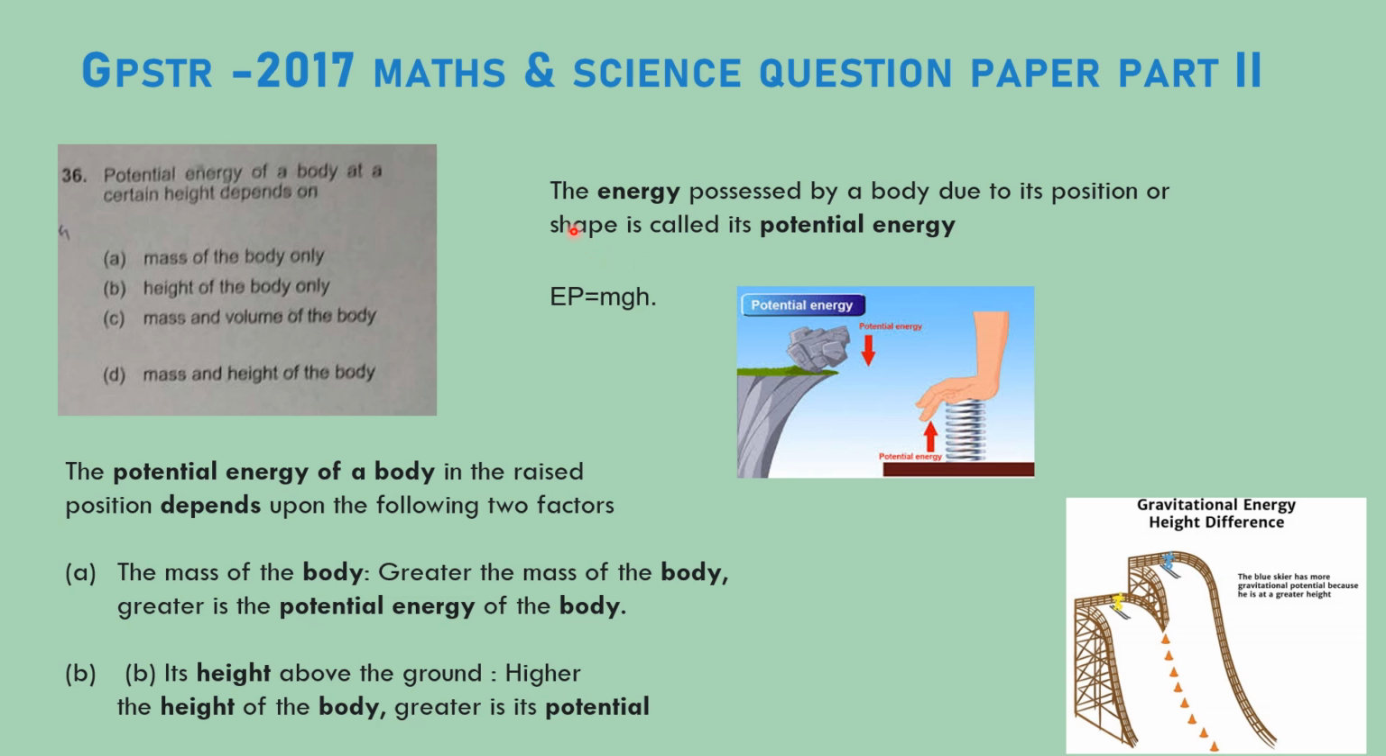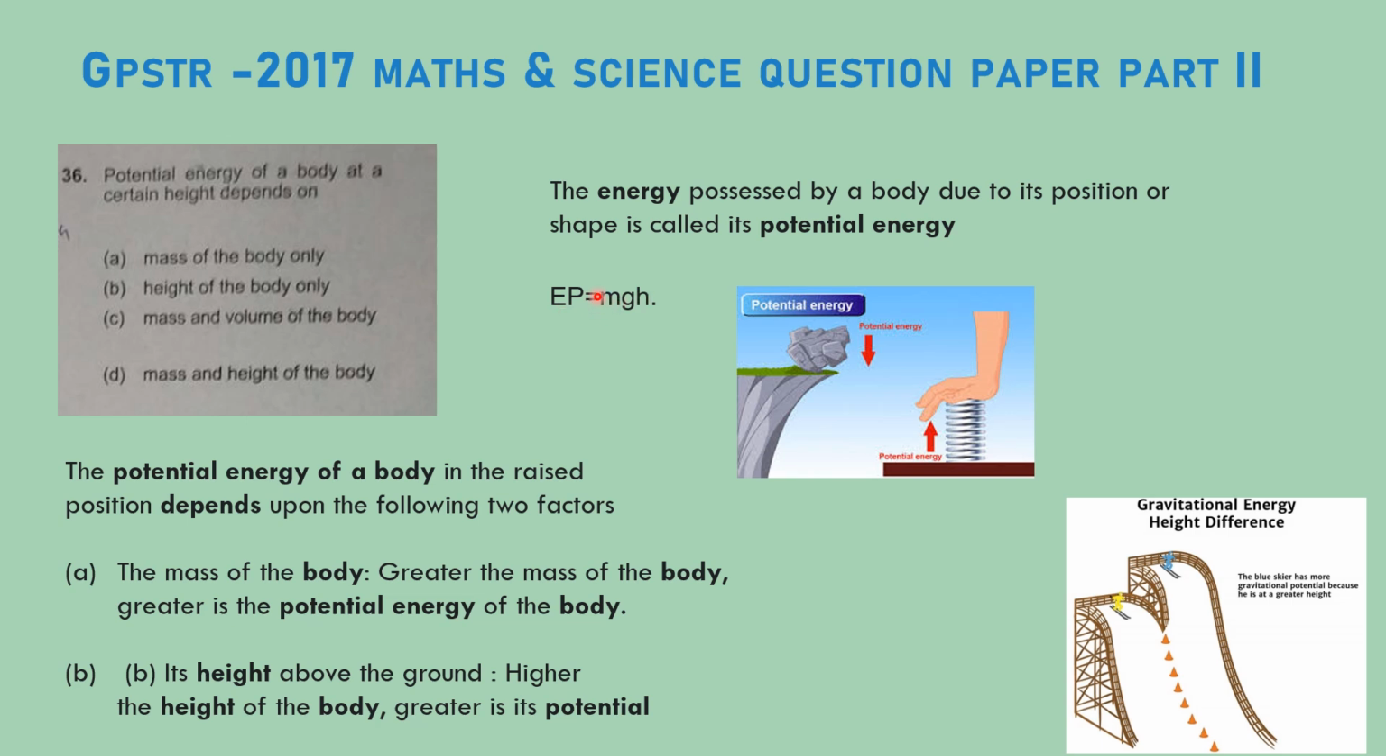Therefore, potential energy is nothing but the energy possessed by a body due to its position or shape. Potential energy is given by the formula mgh. Listen here, the potential energy of a body in the raised position depends upon the following two factors. It directly depends upon the mass and also the height.